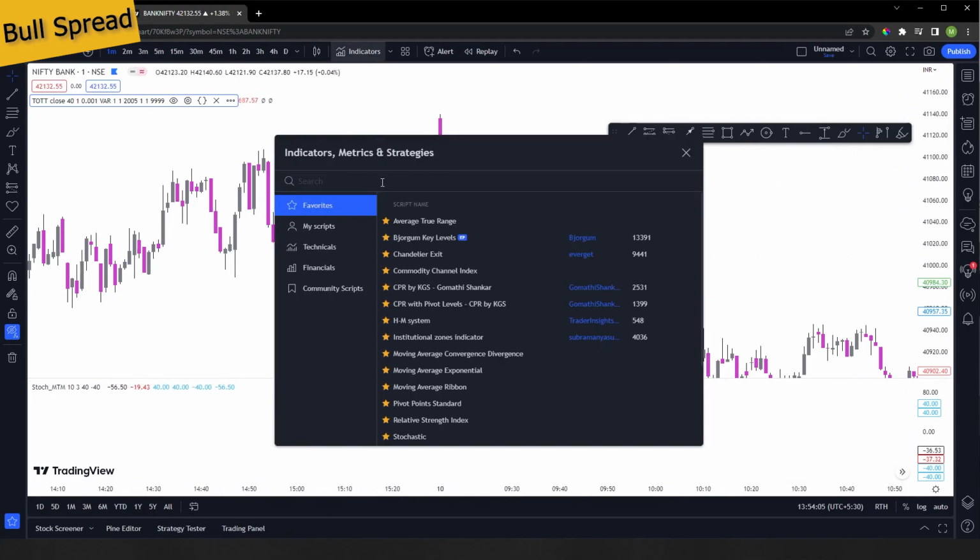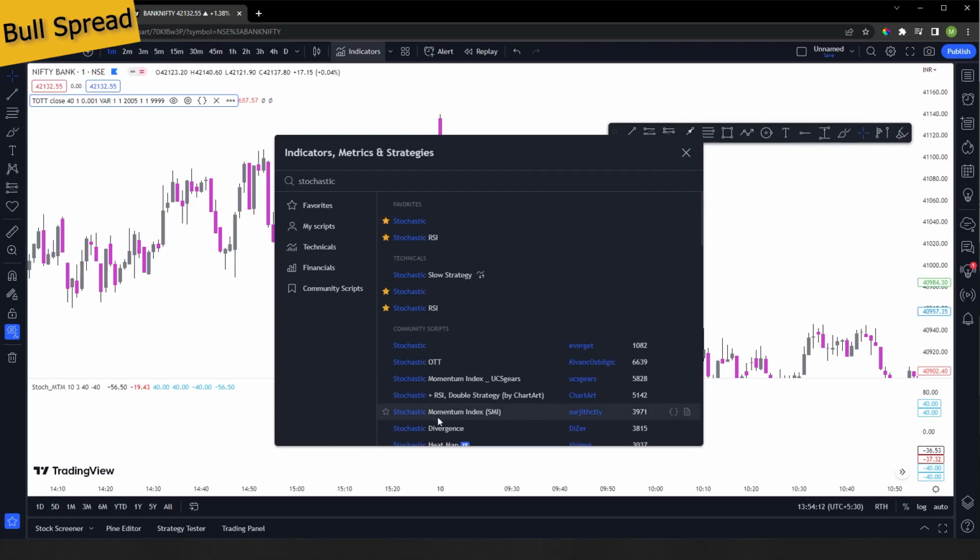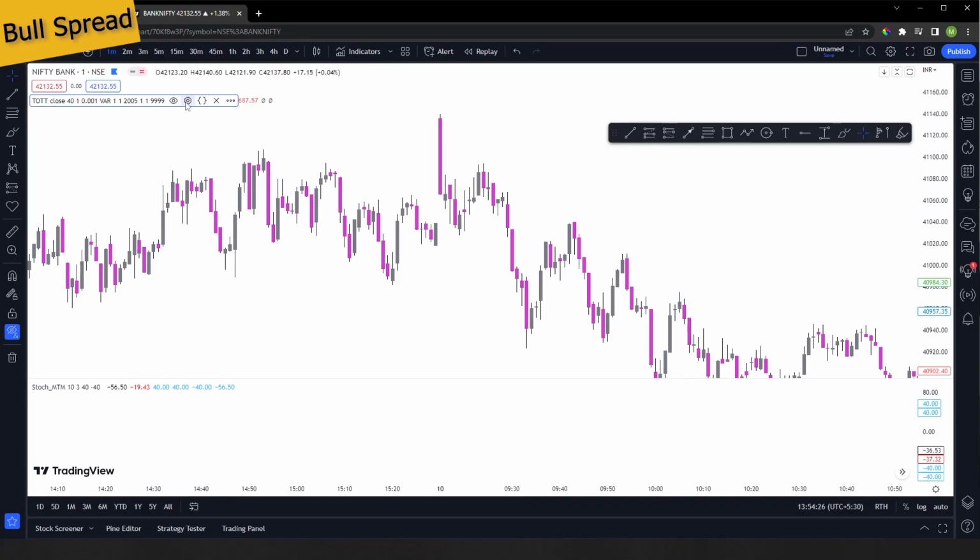So if you just type STO, you see this one, right? The stochastic momentum index, SMI. This is the one which you're supposed to use. It's not this or this, it is this one. Stochastic momentum index, SMI. This is the one. So once you have these two, just switch that on.